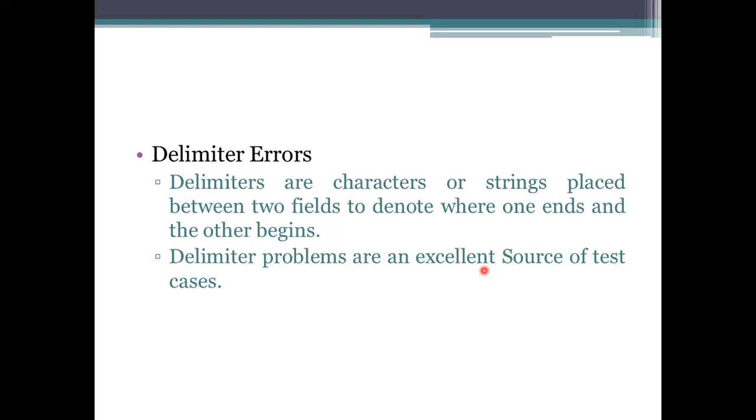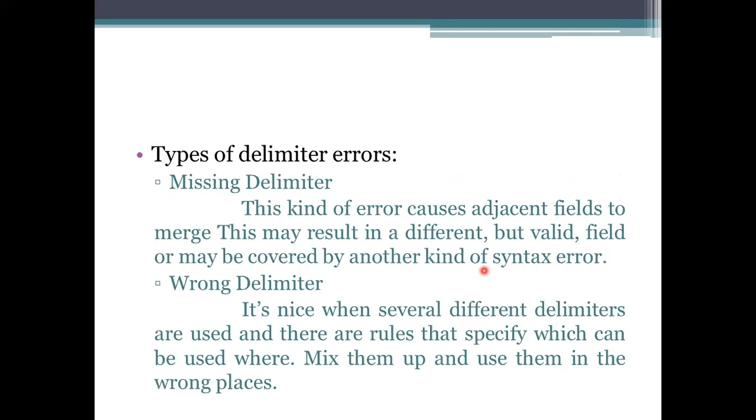If you don't have such information about the delimiters, what happens here? It creates test case problems which should not be processed. Coming to the types of delimiters, what are the delimiter errors here?